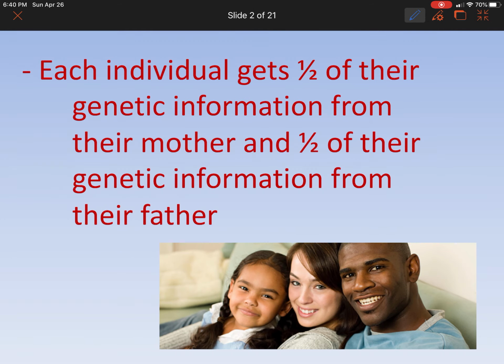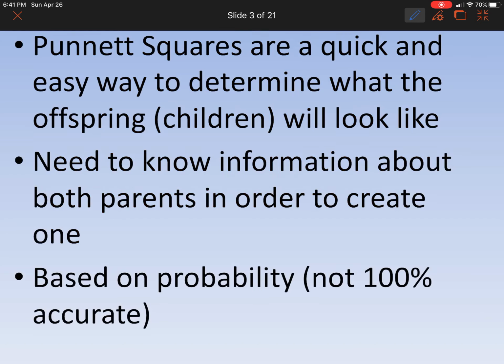Now, the first thing to copy down here: each individual gets half of their genetic information from their mother and half of their genetic information from their father. So this is stuff that hopefully you guys already know. Half of it comes from your mom, half comes from your dad, and these are your biological parents, right? The male and the female provide half of the genetic code.